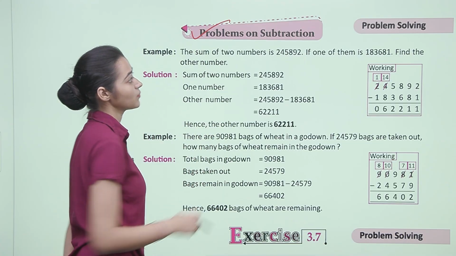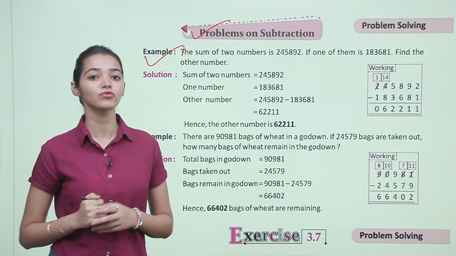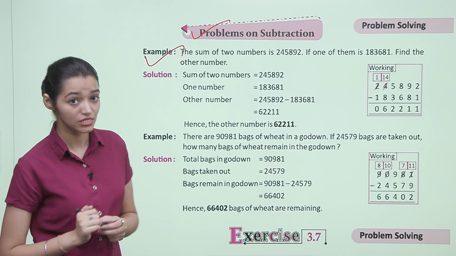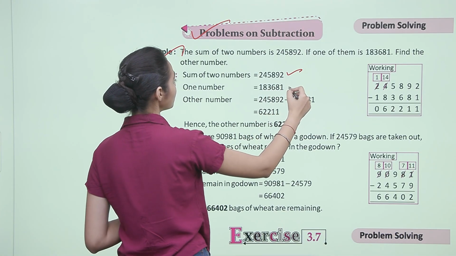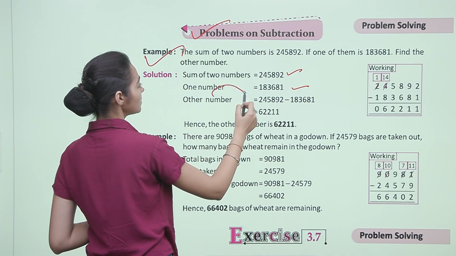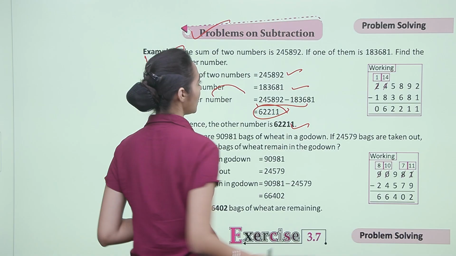Now let's look at the problems on subtraction. In the first one, we are given the sum of two numbers, and if one of them is this, we have to find the other number also. Now here is the sum of two numbers and one number. For the other number, we will find the sum minus one number, and this is our other number.